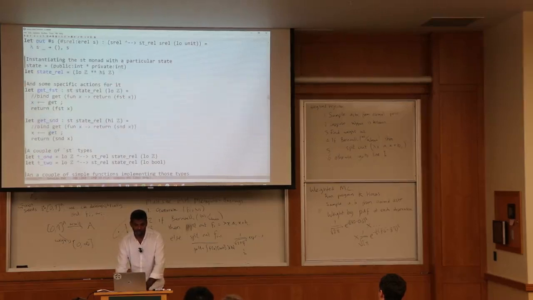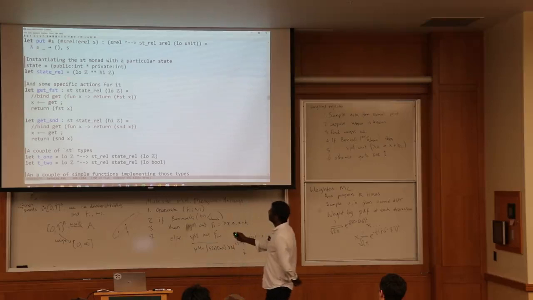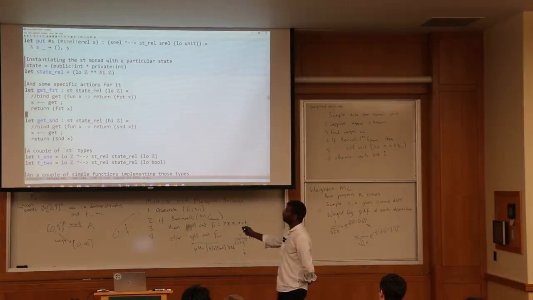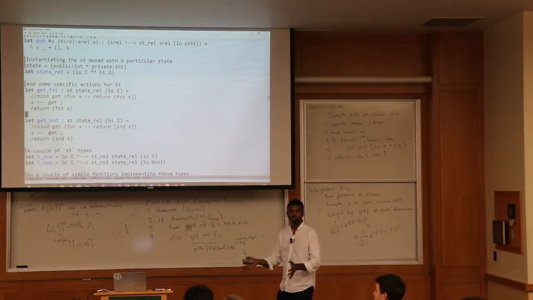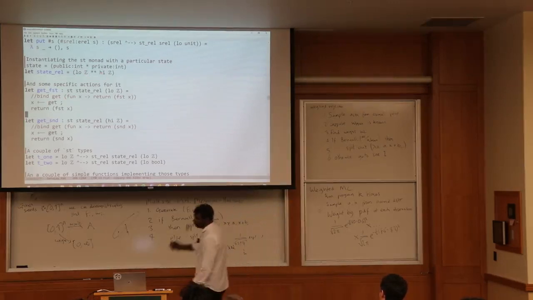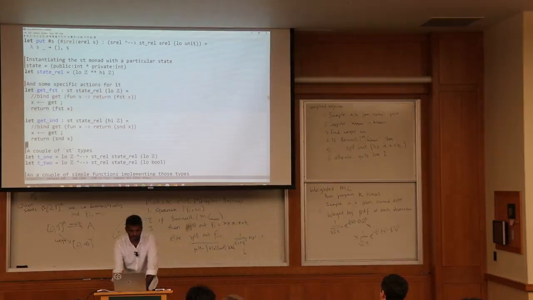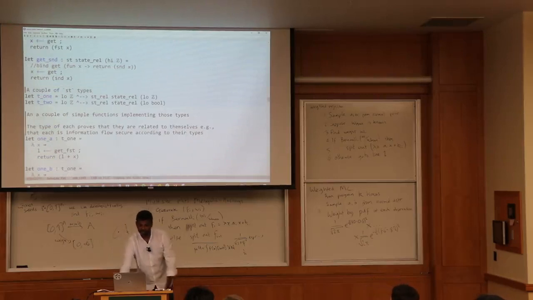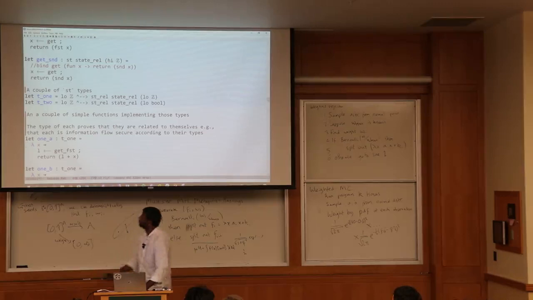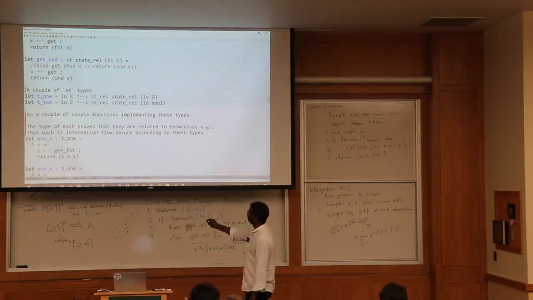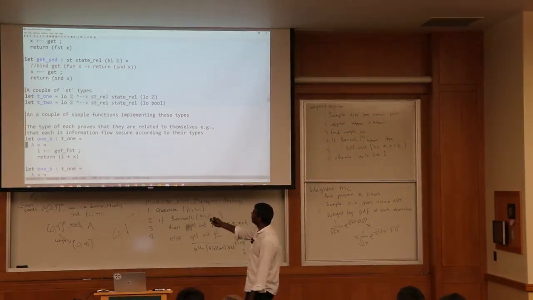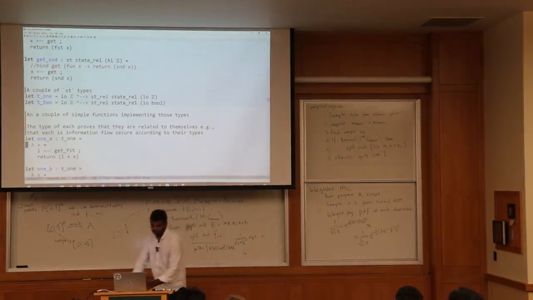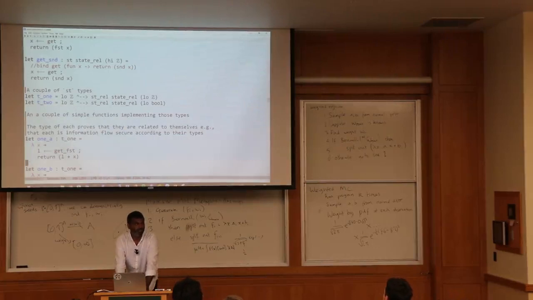And now I can instantiate my state monad to some specific state. Let's say I'm going to pick my state to be low int cross high. So my state contains a public component and a secret component. And I can define derived operations to get each component of the state. And here's a couple of ST types. T1 is the type of functions from low security integers, stateful computations that are returning low security integers. And this one is similar, but it's returning Boolean.